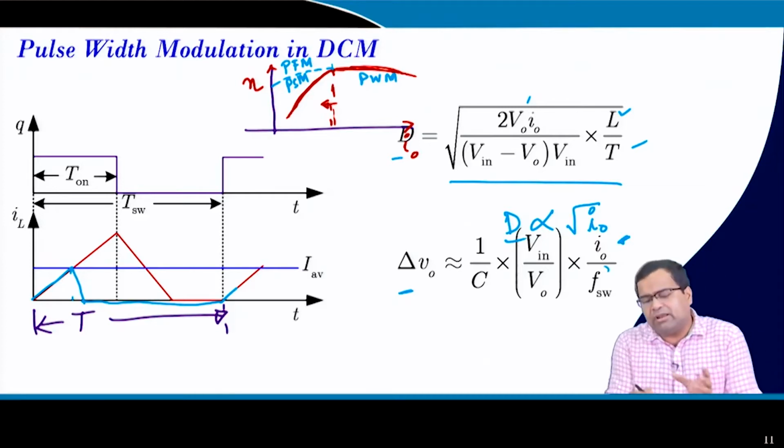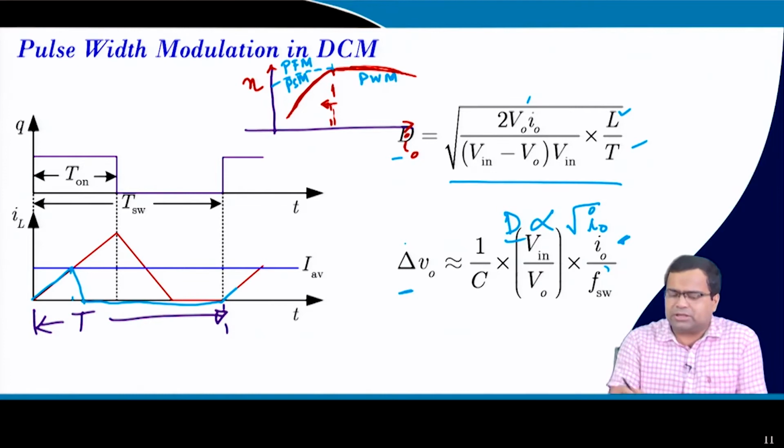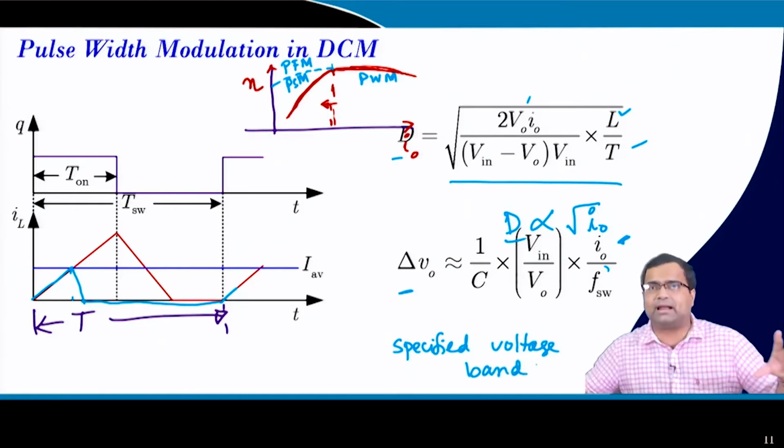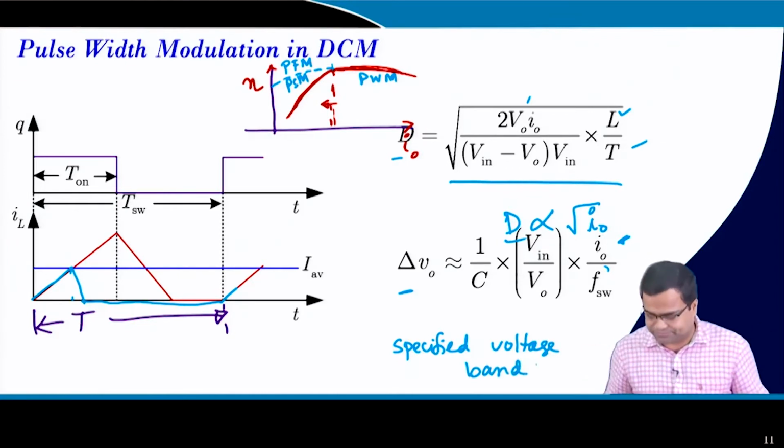But why do you need to reduce the output voltage? Because your output voltage has some specified band, right? Some specified voltage band will be given to you. As long as you can maintain the output voltage within the band, then you are safe.